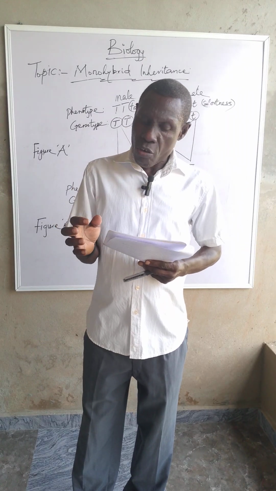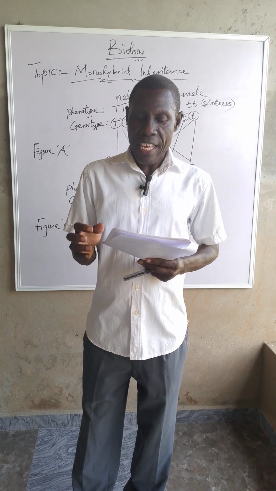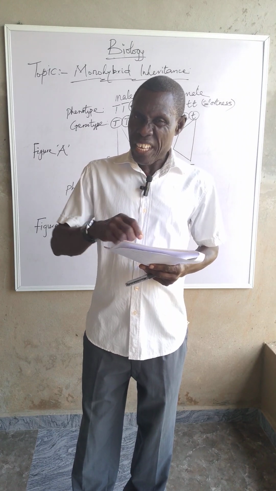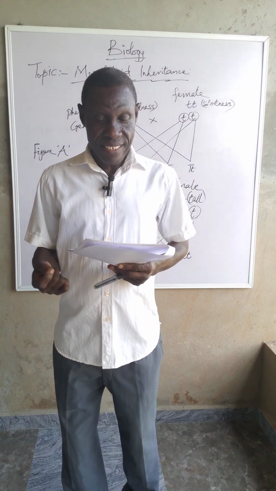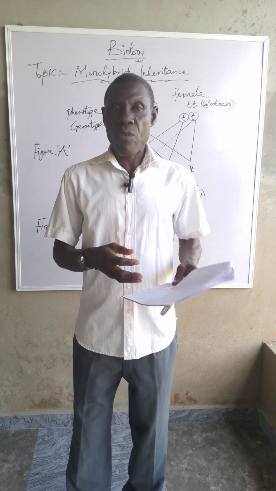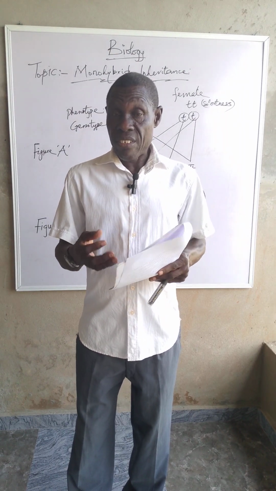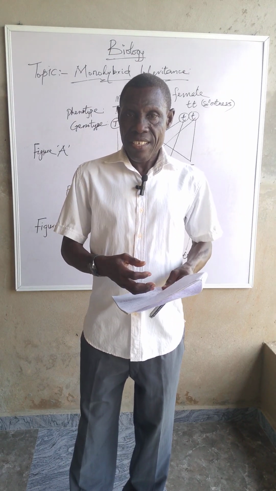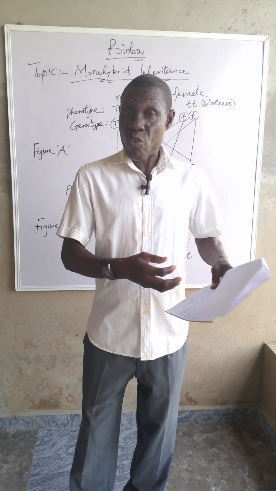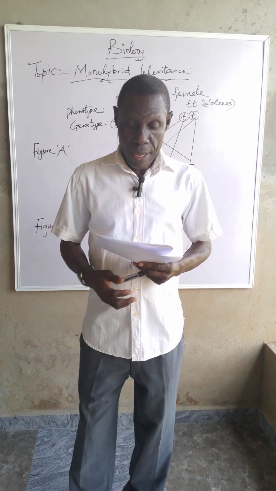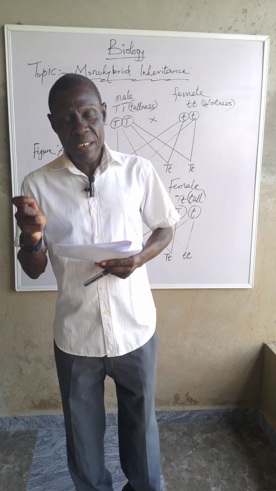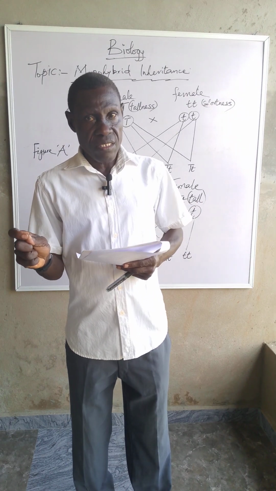Now, this procedure was called monohybrid inheritance, and it was an example of a complete dominance case. We have dominance and recessive. If you were listening to me when I was discussing the terminologies in genetics, that's why I said those things you must know first before we advance. Now, he carried out the experiment in the following stages.